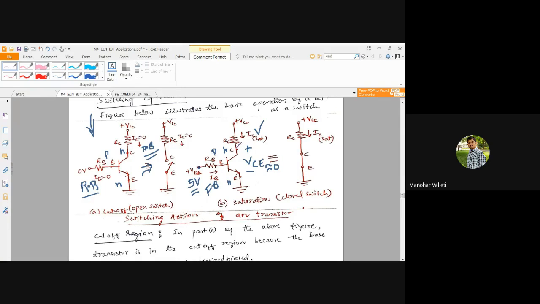Almost equal to zero means the collector is connected to 0 volts, which means the collector is grounded. Collector is grounded means N is grounded, so the output is forward biased. So the input is forward biased and the output is forward biased. So I can say the circuit is operating in the saturation region. In the saturation region, we replace the transistor with a short circuit. So some current will flow in the output of the transistor, and that current is IC sat.